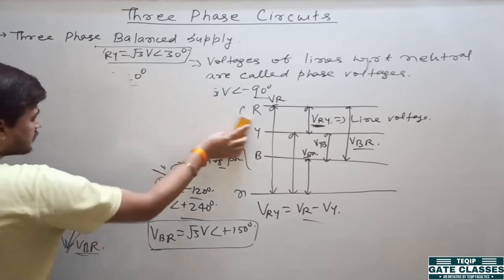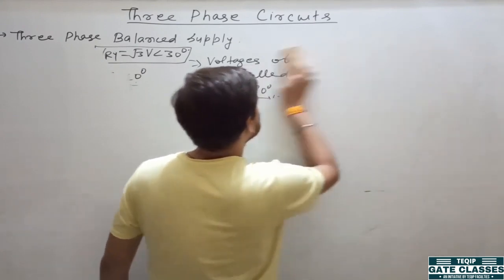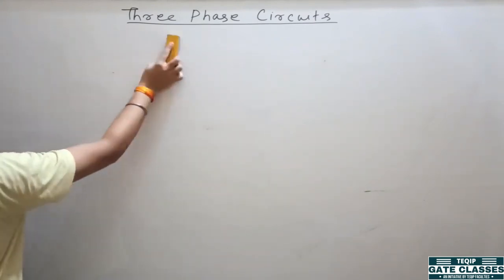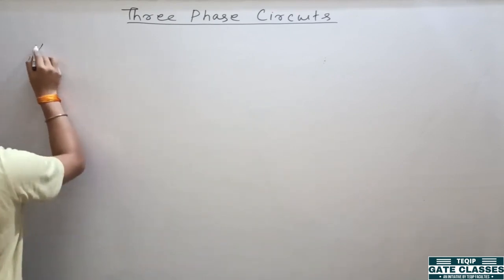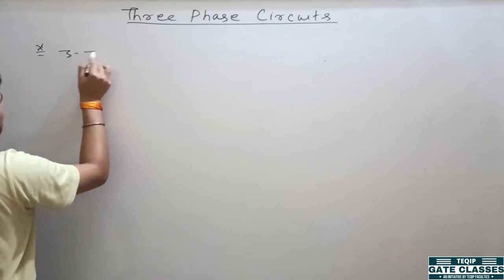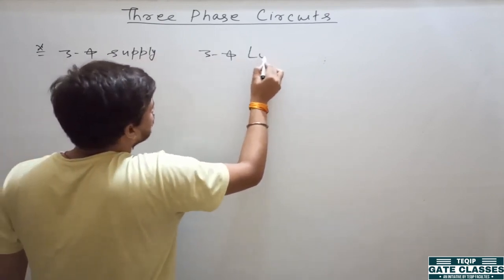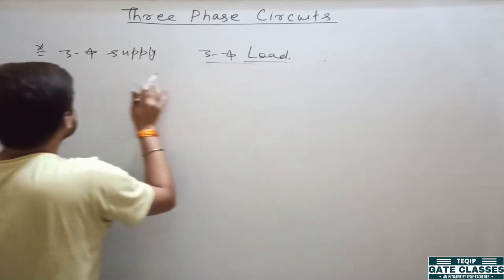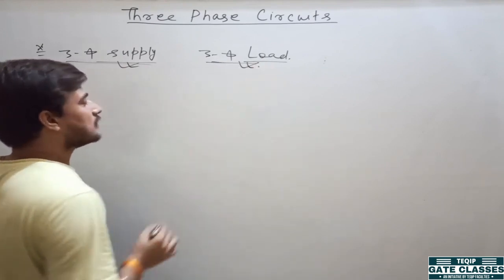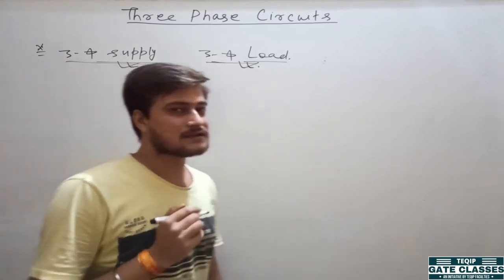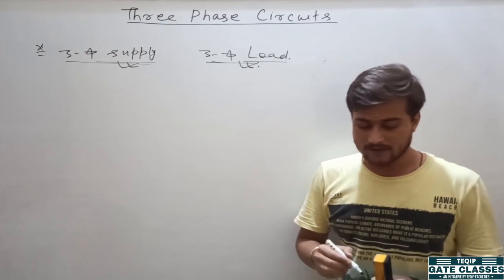So now let us see the actual meaning of balanced system. If you are having a three-phase system, then you will have three-phase load. So if you are having three-phase system, that means you are having three-phase supply, and you are having three-phase load. So if the supply is balanced as well as load is also balanced, then the system is called three-phase balanced system. That means these two things must be balanced, then only the system will be balanced.